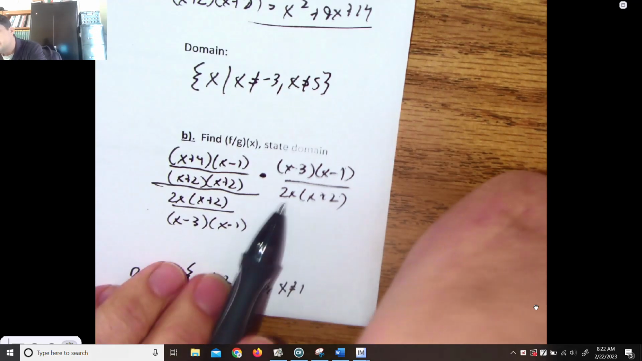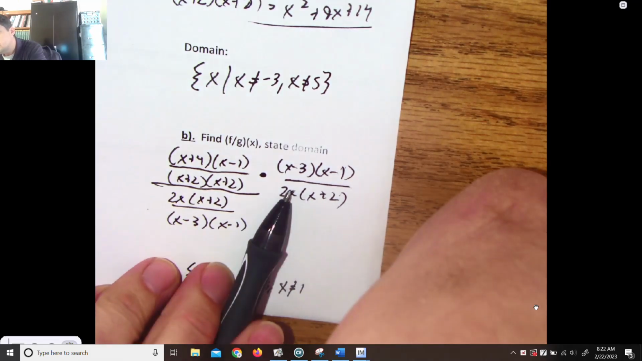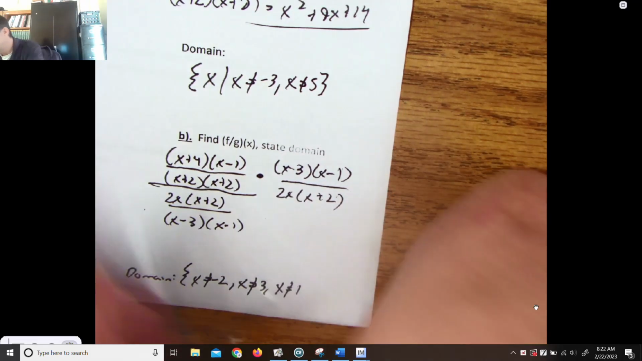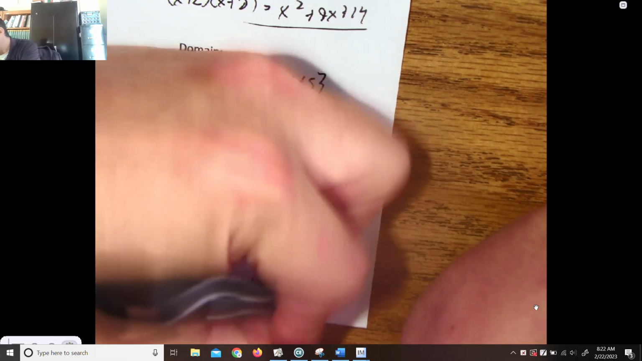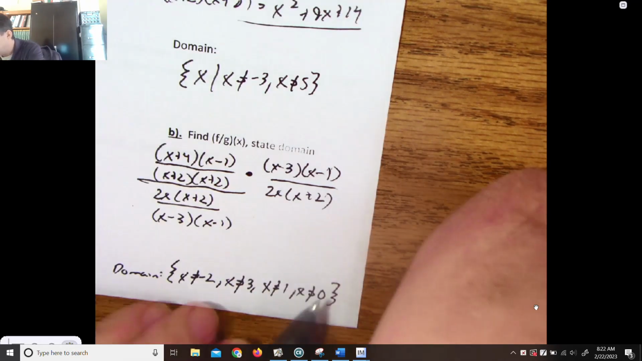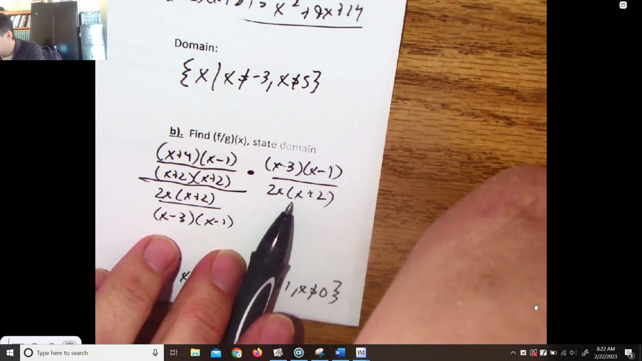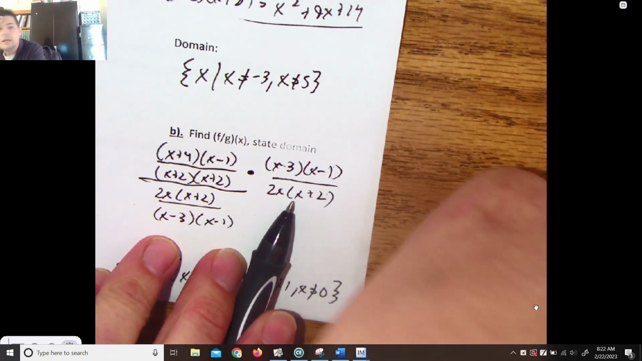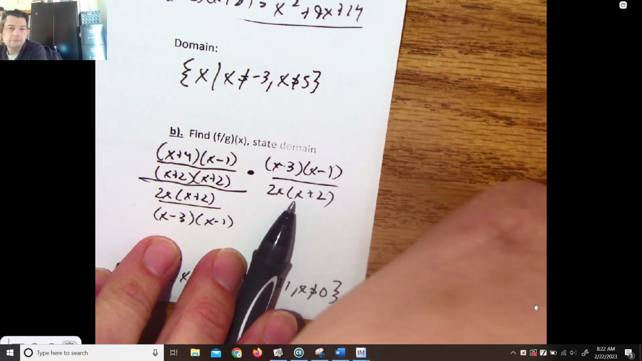And right there is a 0. If this piece is a 0, you're dividing by 0. So x is not 0. Anyways, now that I've done the flipping, let's see what cancels. Absolutely nothing cancels. Absolutely nothing.